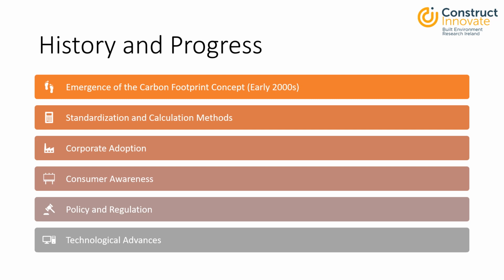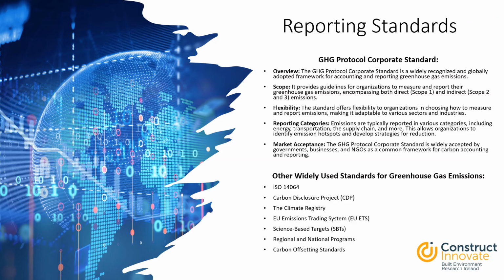Advances in technology led to better measurement and monitoring of emissions, including the use of remote sensing, satellite data, and more precise emissions factors. Reporting standards play a crucial role in harmonising greenhouse gas emissions reporting, ensuring transparency, and facilitating emissions reduction efforts by organisations and governments worldwide. They help track progress towards climate goals and support informed decision-making.